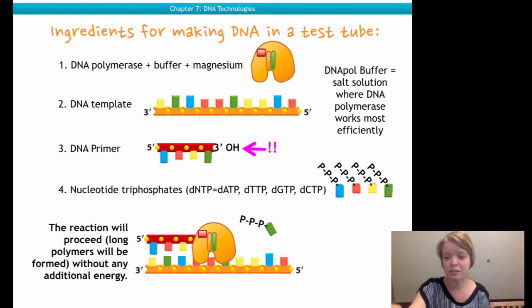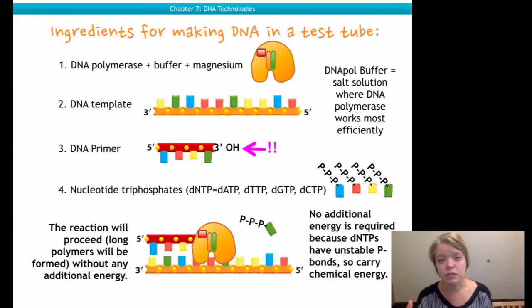You have to have magnesium. And the reason you don't need to add ATP is because you have already added dATP, dTTP, dGTP, and dCTP, which are energy-carrying molecules with three phosphate groups at the end, and the phosphate groups are unstable, so the chemical energy released during the reaction will allow the polymerization to occur.